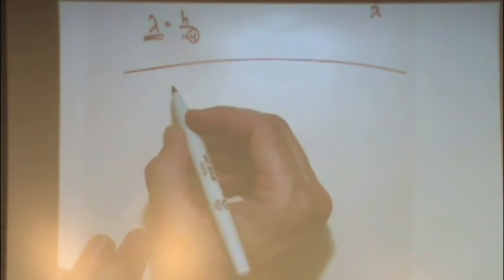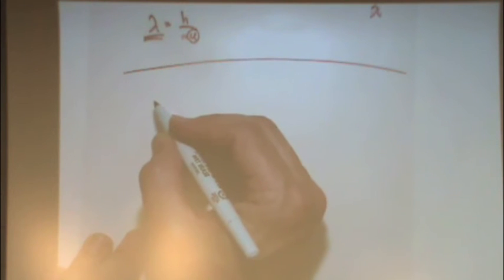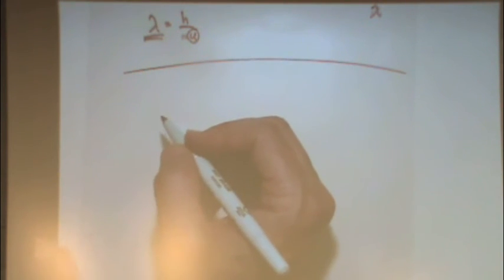Liquid nitrogen poured on balloon. I did something like this in class. It shrinks because the temperature goes down. That's Charles' law.